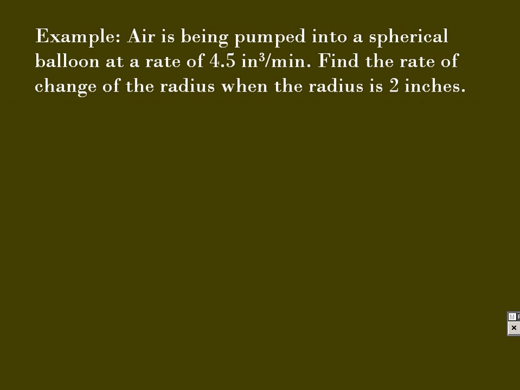Okay, air is being pumped into a spherical balloon at a rate of 4.5 inches cubed per minute. Find the rate of change of the radius. Well, we're talking about a volume, so we should be looking at the volume of a sphere. Volume of a sphere is 4/3 pi r cubed. First thing to do is write the equation.